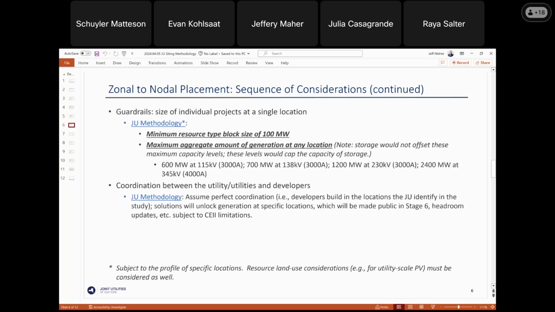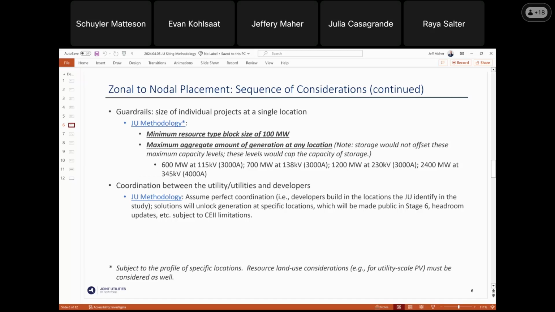All right, yeah, a couple more points here. We wanted to put some guardrails on the size of individual projects at a single location. There are some caveats to this, but we set a minimum block at 100 megawatts and a maximum aggregate amount at any given location of, I won't list them all out, different megawatt values at each voltage level corresponding to the maximum amount of current that can flow on the buses at those locations. And these numbers would apply both to storage and to generation.